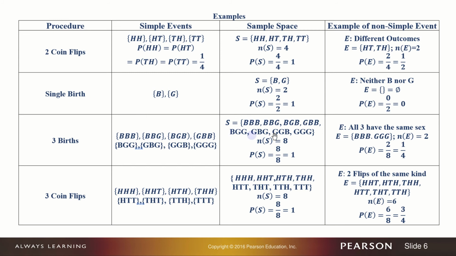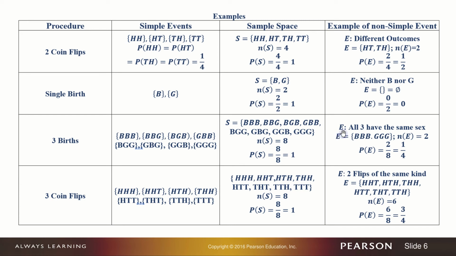We put them next to each other, into one set, and that becomes our sample space. And the number, or the cardinality, of the sample space is 8, and the probability of the sample space, as always, is 1. That's what always holds.